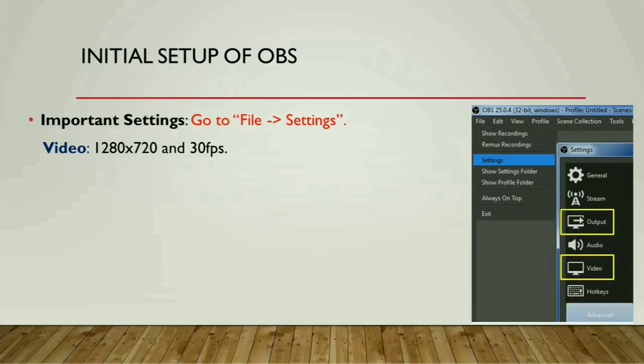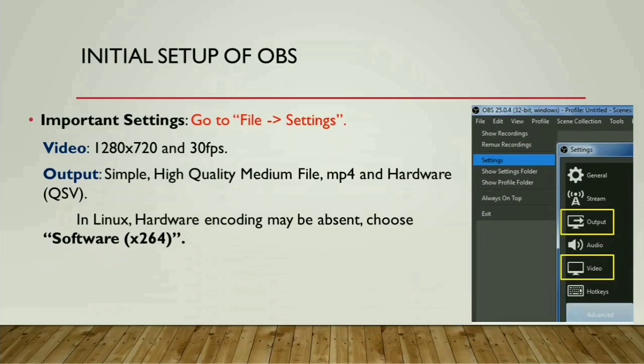Next, select the output. So in the output, select output mode as simple. There are two output modes, simple and advanced. You keep the output mode as simple. Next, recording quality: high quality, medium file size. Recording format: there are a number of recording formats available for videos. So use MP4. And encoder: use the hardware encoder. In the Linux system, hardware encoding may be absent, so you have to choose the software as an encoder.